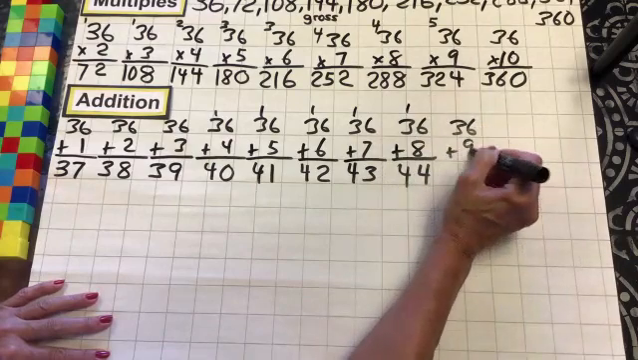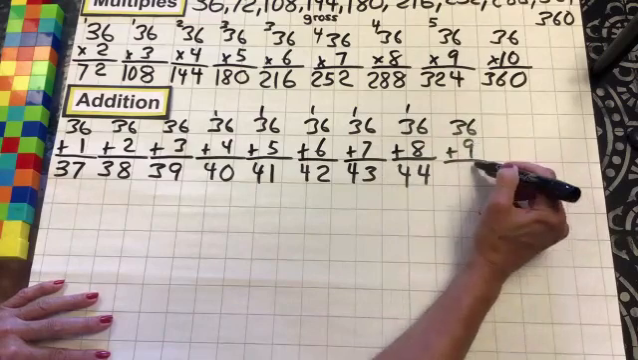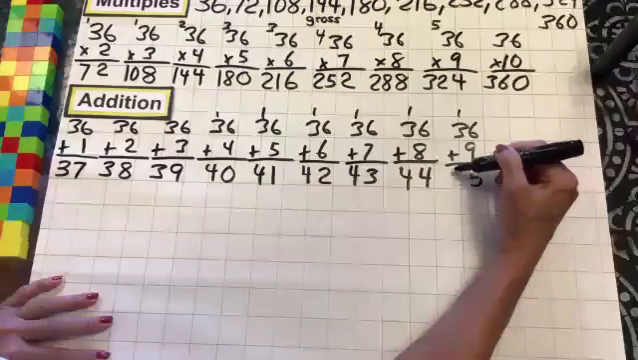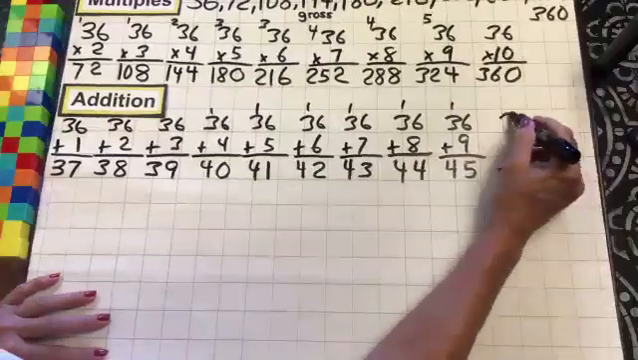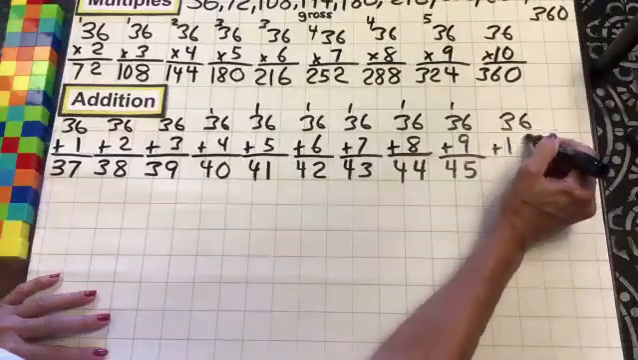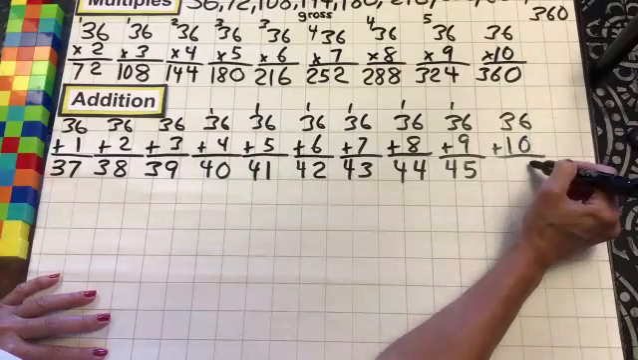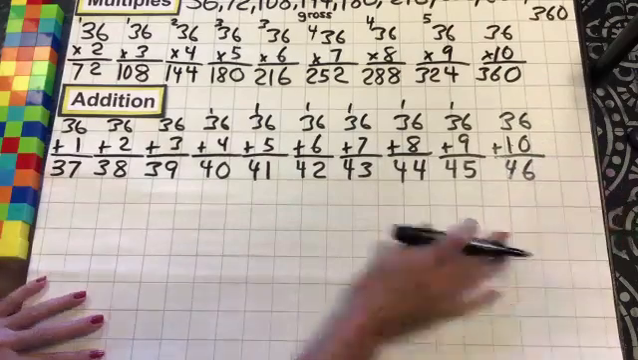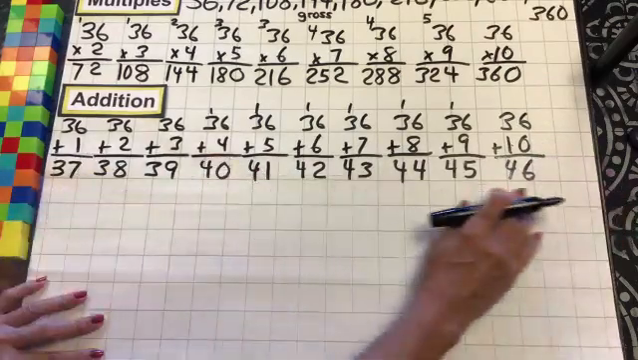36 plus 9. 6 plus 9 is 15. Drop the 5, carry the 1. 1 plus 3 is 4. And last but not least, 36 plus 10. 6 plus 0 is 6. 3 plus 1 is 4. And we can check our work because they should all be in order.